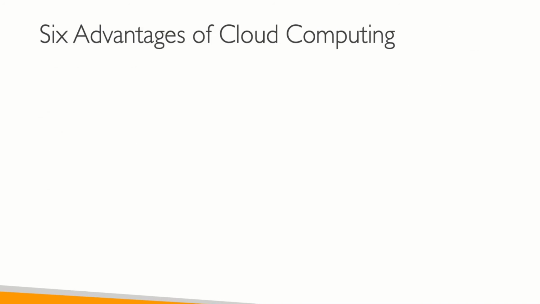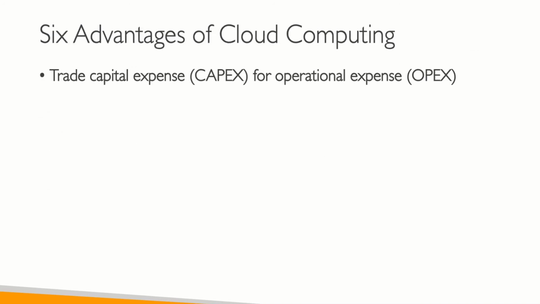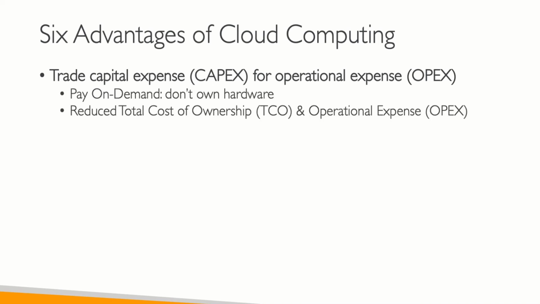Now, 6 advantages. We are going to trade capital expenses for operational expenses, so CapEx for OpEx. That means that you don't own hardware, you're going to pay on demand, and that will reduce your total cost of ownership, your TCO, and your operational expense. That means that you don't buy hardware in advance, you're just going to rent it from AWS.